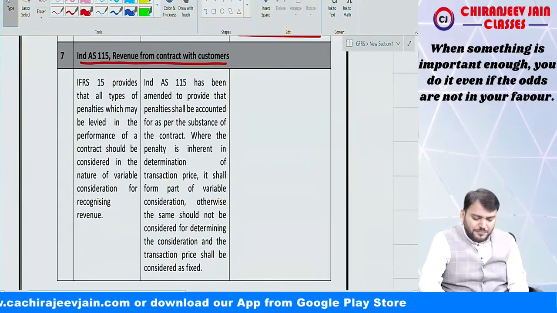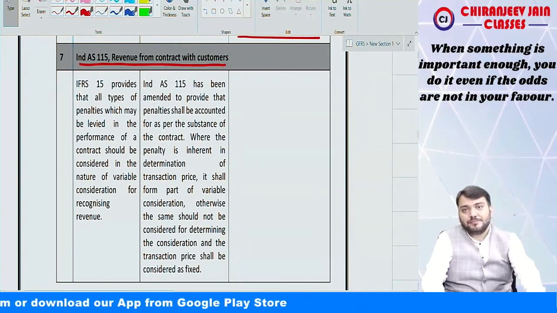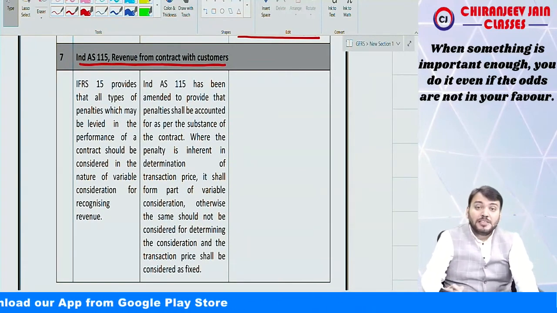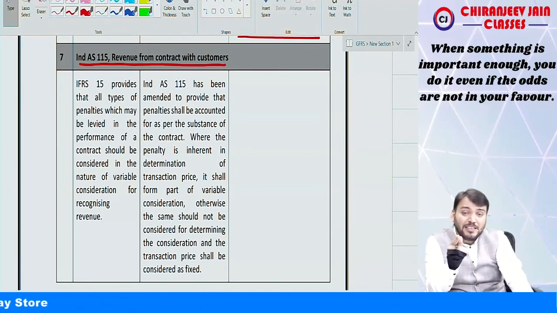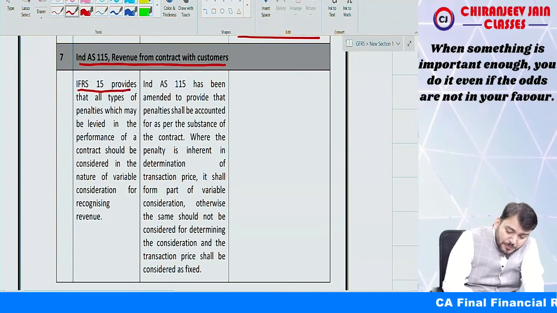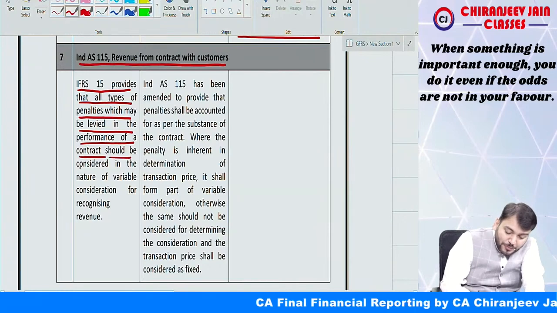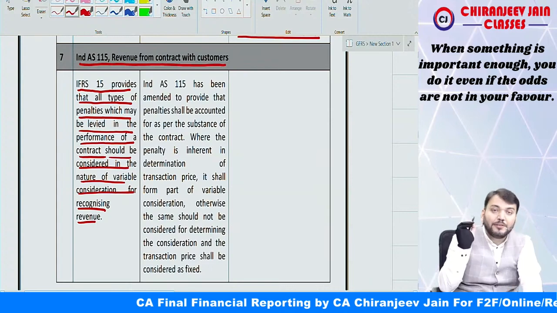This is very simple. What they said, in case of penalty, means if there is a penalty clause in any contract. So IFRS 15 says that penalty will be considered as variable consideration in all cases. IFRS 15 provides that all types of penalty which may be levied in the performance of a contract should be considered in the nature of variable consideration for recognizing revenue.